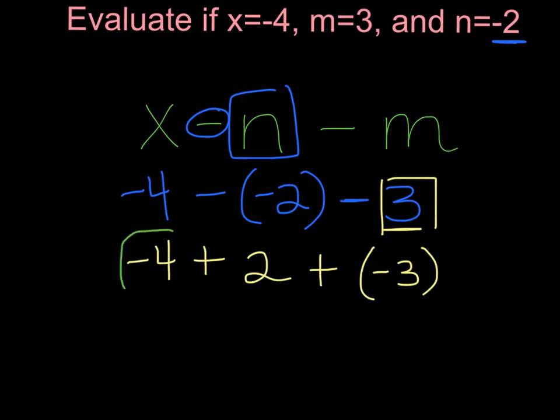So I'm going to put my negatives together first. I have -4 and -3. Now those are both negatives, so I can put them together. That's going to give me 7 negatives. Okay, I use those plus a +2.